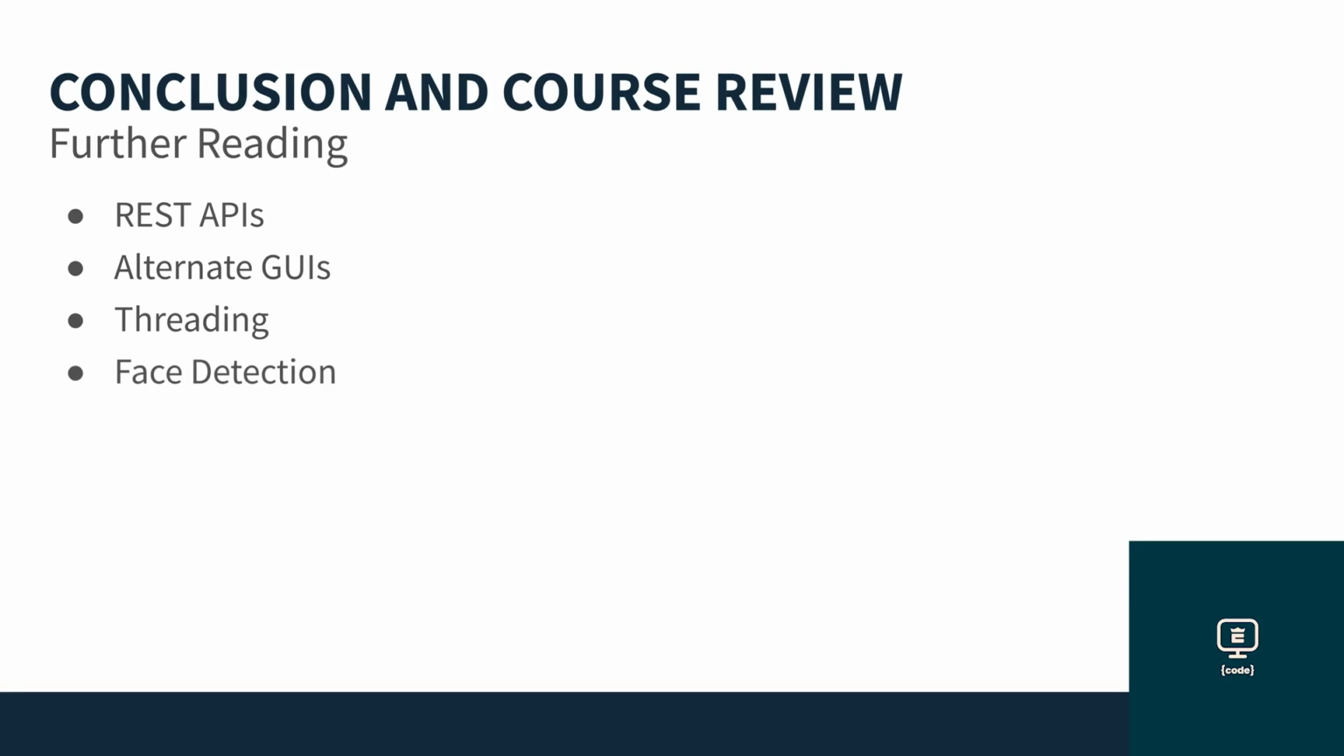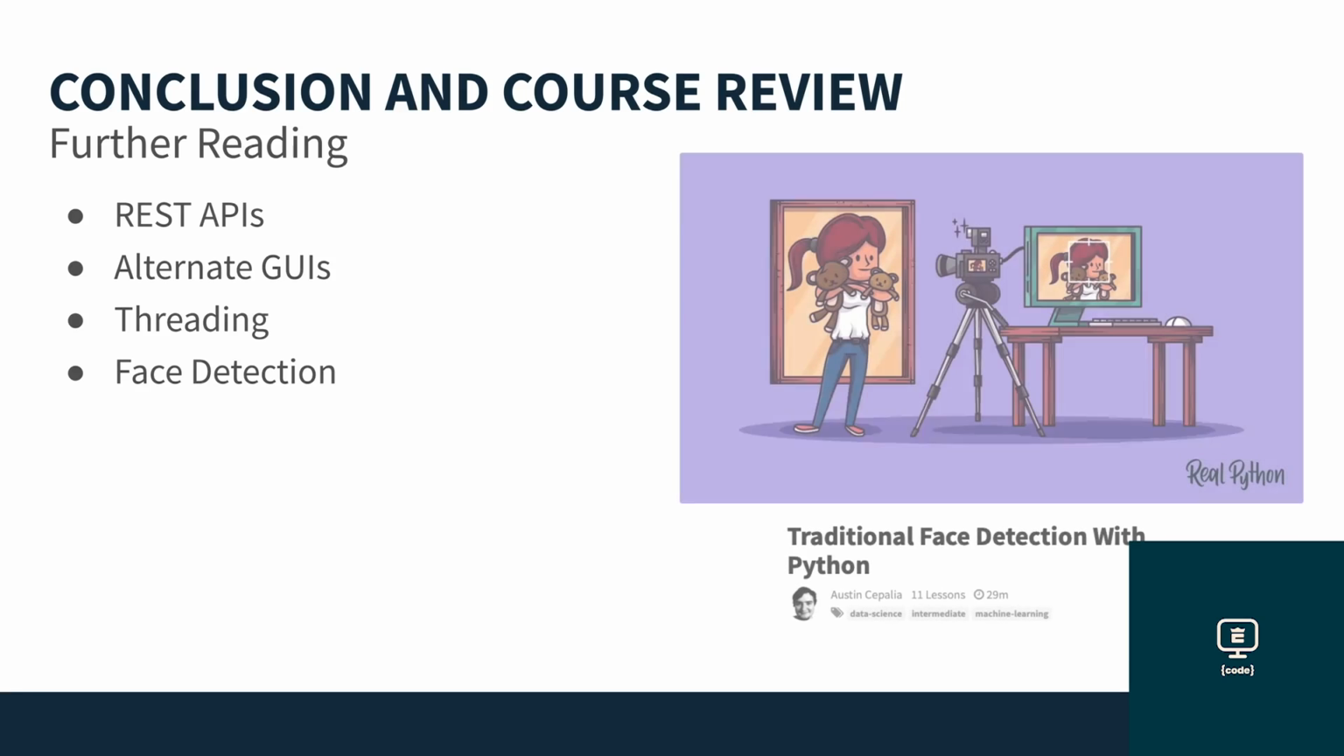Face detection. It's common for Internet of Things apps to integrate machine learning and computer vision algorithms. With these, you could build an alarm that triggers a notification when it detects faces on a camera, for example. To learn more about facial recognition systems, check out traditional face detection with Python.